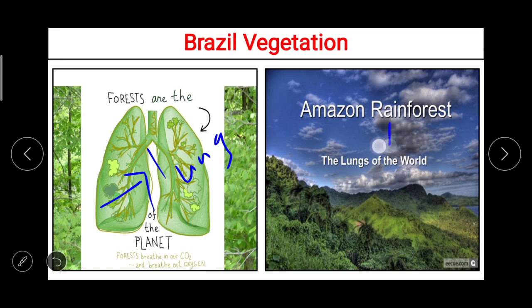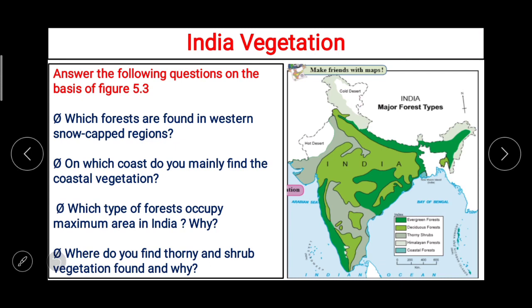And Amazon rainforest, the lungs of the world. Then now India vegetation, again the figure 5.3 which you can see on the screen, and the questions based on it. Which forests are found in western snow capped regions? Now by observing the given figure and by reading the questions, you have to answer these questions at least.